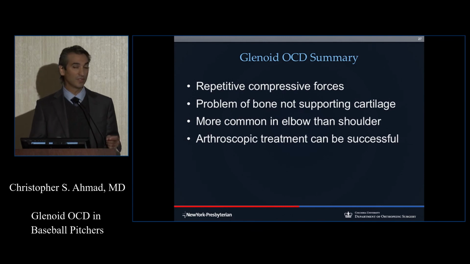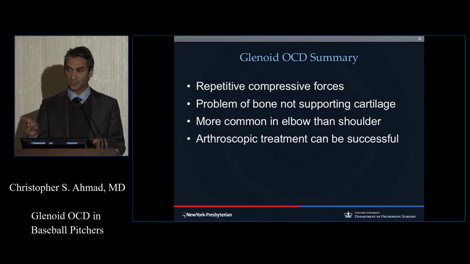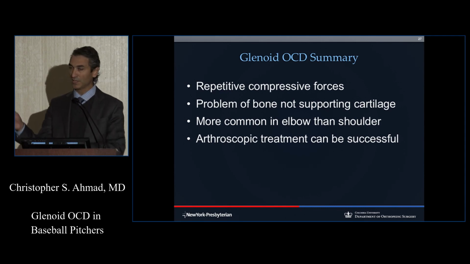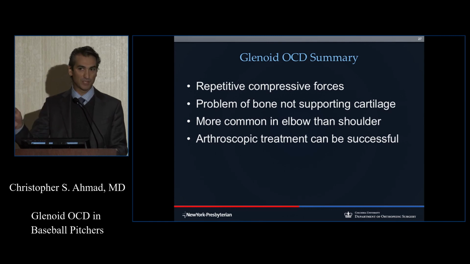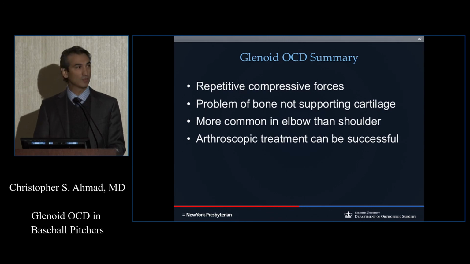And in fact, for the kids, the gymnasts can get it in both their elbows. Throwers only get it in their throwing side. I have families where both the siblings, boys play baseball and the girls are gymnasts, and it runs in the whole family. Anyway, it's competitive forces. The bone is the disease. It doesn't support the cartilage. It's much more common in the elbow, but consider this as an issue in the shoulder. Arthroscopic treatment can be successful.